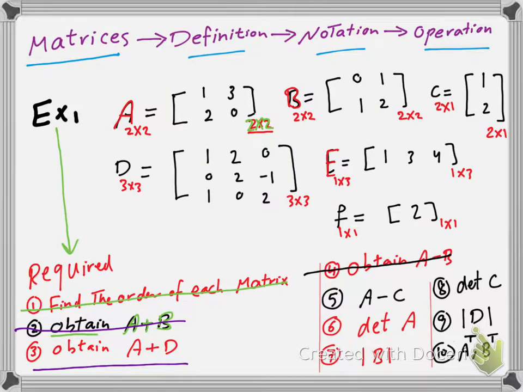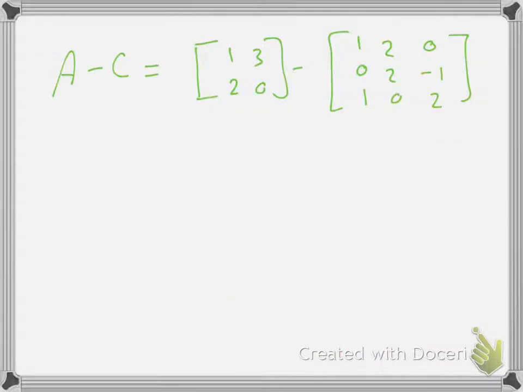Now the fifth required, which is A subtract C or A minus C. Is it possible here to make subtraction between A and C? A is of order 2 by 2 and C is of order 3 by 3. Then they have different orders. Then we cannot subtract them. Then you can say A minus C does not exist or is undefined.